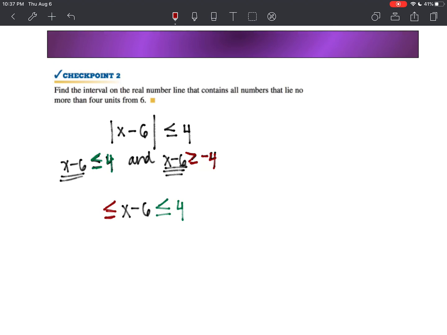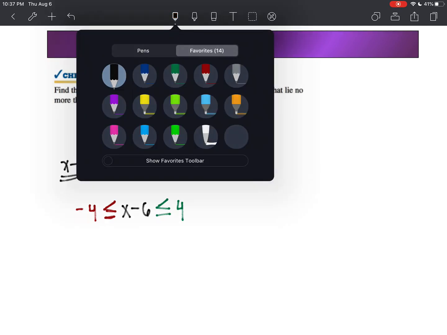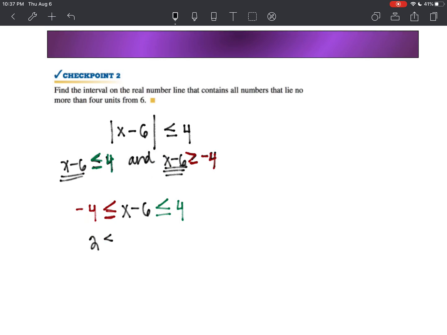So when I'm reading this, x minus 6 is greater than, because the inequality is going, I think of it like an alligator. The alligator is eating the x minus 6, so that means the x minus 6 is larger. Is greater than or equal to negative 4. And then we add 6 to all 3 parts, and we get 2 is less than or equal to x is less than or equal to 10. So x is between 2 and 10 inclusive, meaning 2 and 10 are included.